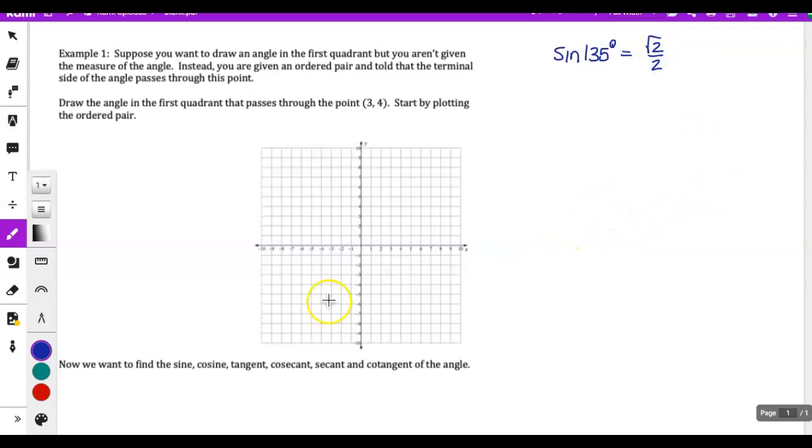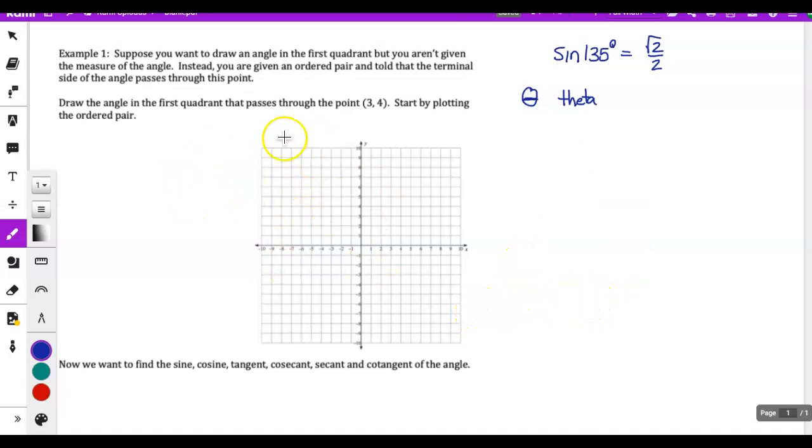Okay, what we're going to do now is some work where you don't know the angle, but you have to find the trig ratios of that angle. And so the first thing is we're going to learn a Greek letter that we use a lot for angles, and it looks like this, and this is the Greek letter theta. That's most often what we use for angles. So it's the Greek letter theta.